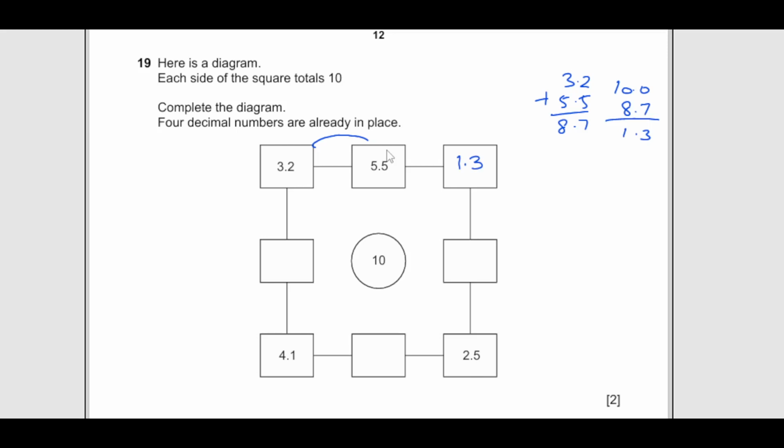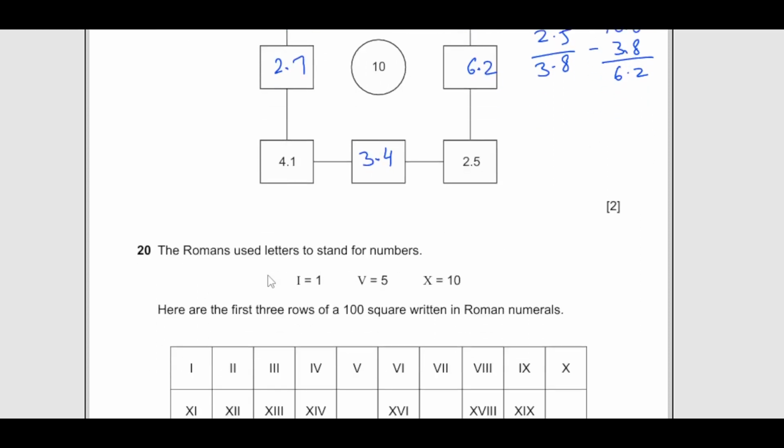Okay. Now we will go around here, down. So 1.3 plus 2.5 is 3.8. So 10 minus 3.8: 10 minus 8 is 2, 9 minus 7 is 6. So this is going to be 6.2 here. Similarly, you can do the other one. This comes out to be 2.7 and this is 3.4. When you add them around, the total is 10 all around.